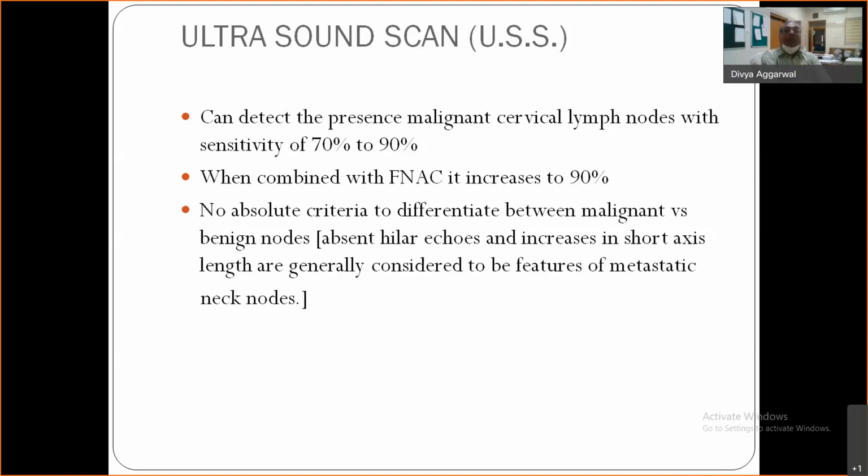And there is no absolute criteria to differentiate between malignant versus benign on ultrasound. But there are certain indicators, like if the hilar echoes are not there, there is increase in the short axis length, that is, it is a round sort of a structure or a node. They are generally considered to be features of metastatic neck nodes.